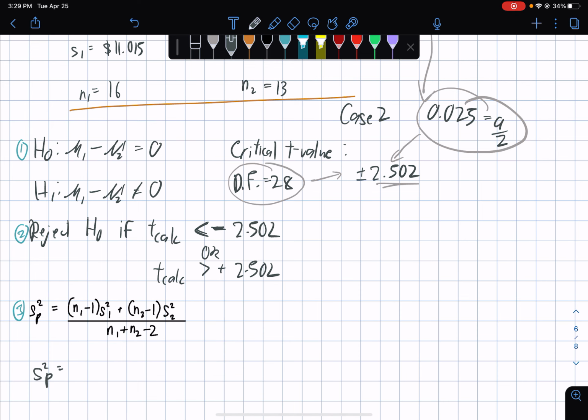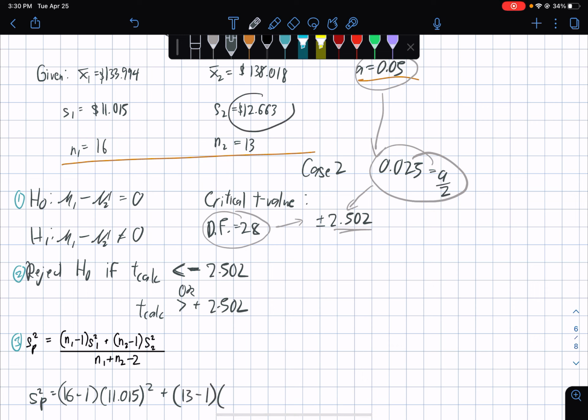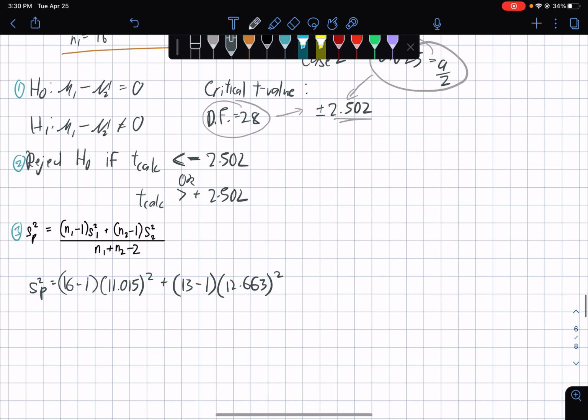S squared p is n1, that is 16, minus 1, times s1, which is 11.015. And then, don't forget the squared. Nagkamali ako dyan, huwag kayo magkakamali din dyan. So, put a square there. n2 is 13, minus 1, times S2, which is 12.663. And sa baba, 16 plus 13 minus 2.